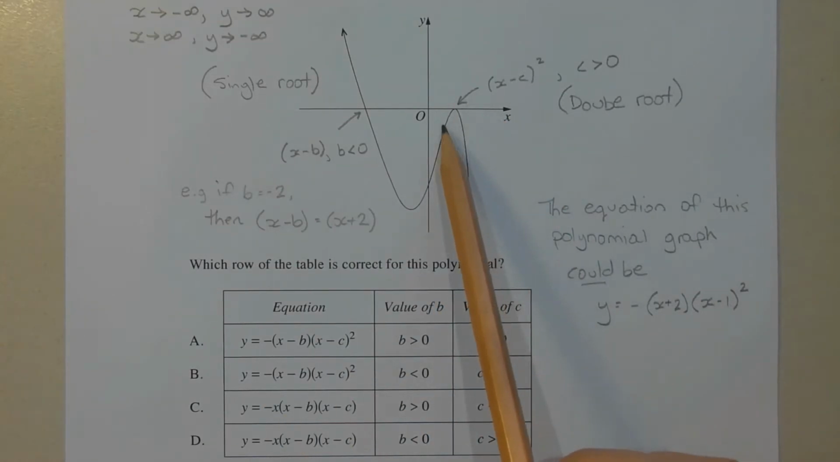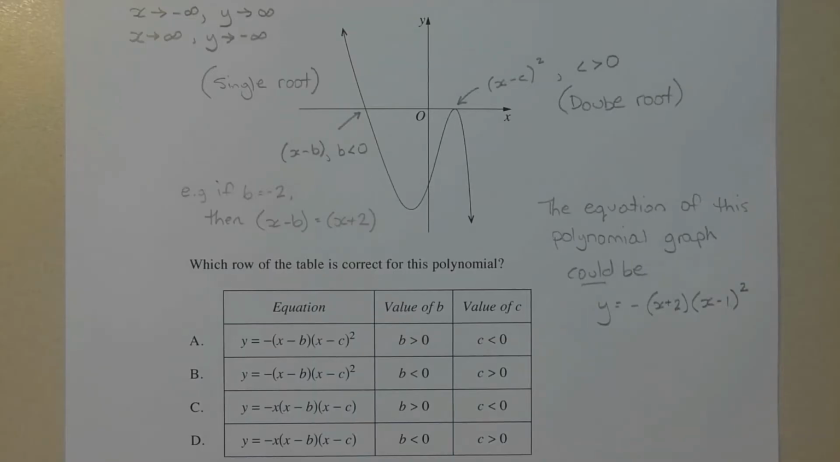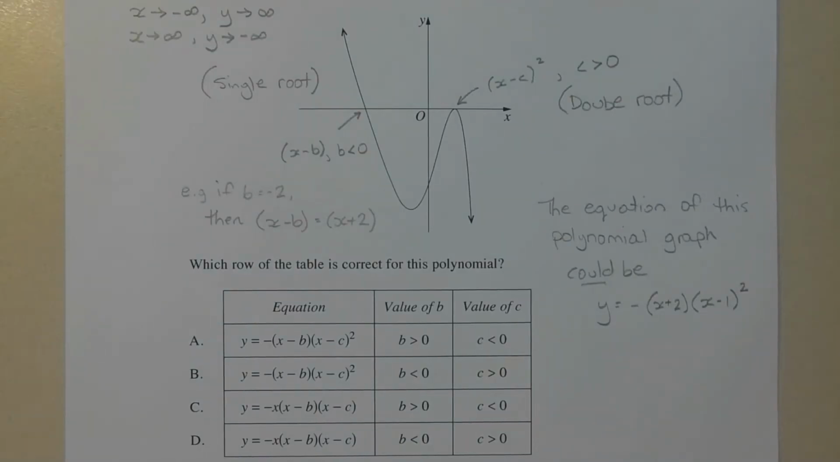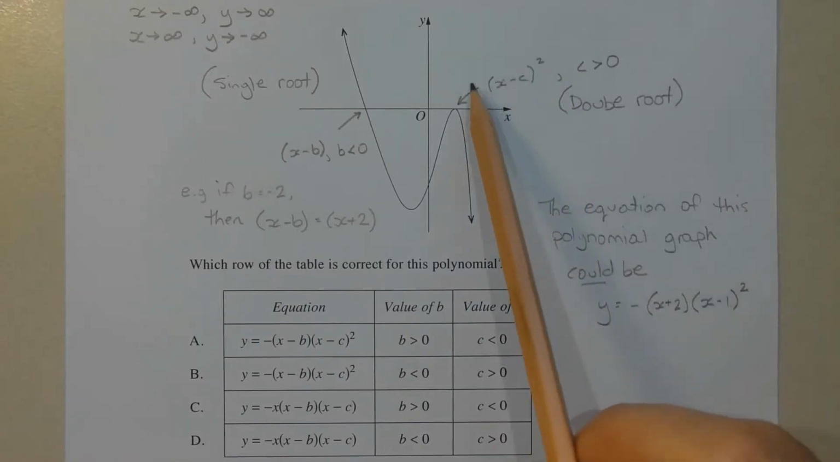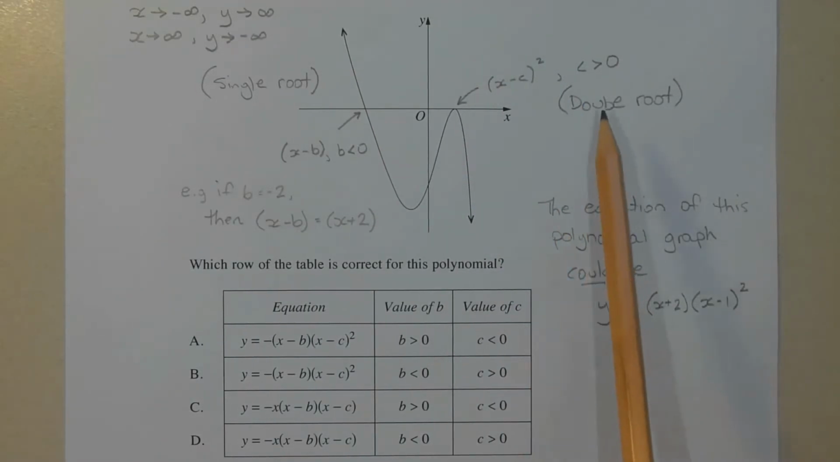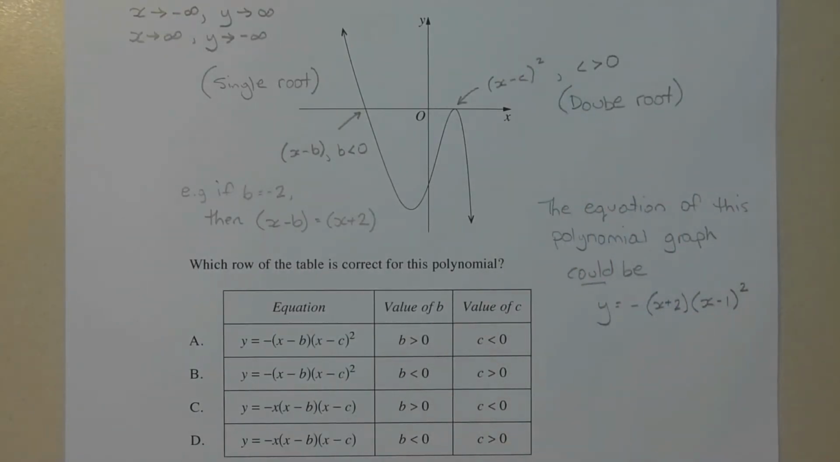Now let's have a look at this particular crossing point here. We call this a root or a 0 of the polynomial. It has a characteristic parabola shape, concave down parabola shape. And because it has a parabolic shape, the factor will be in the form (x minus c) to the power of 2. We call this a double root because the power of this factor is a 2.